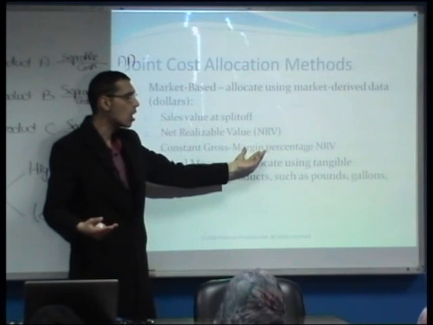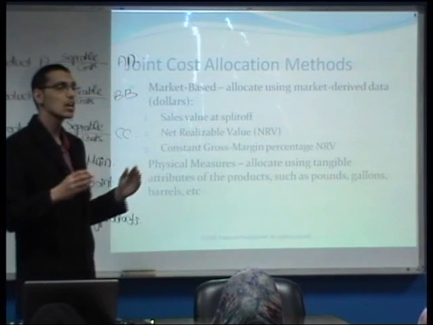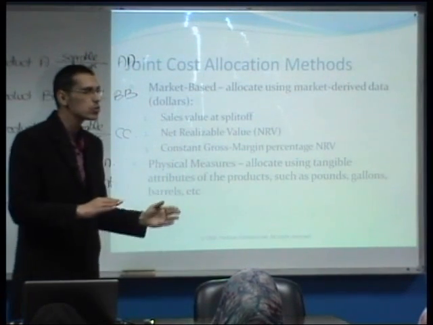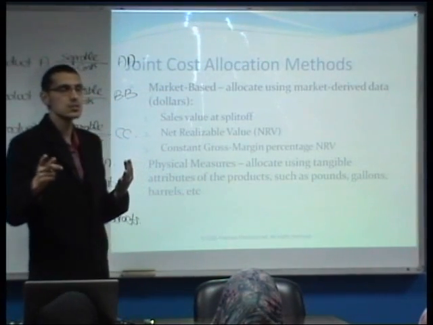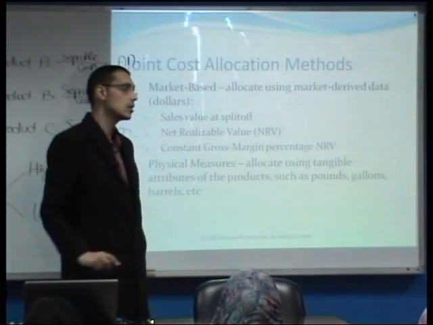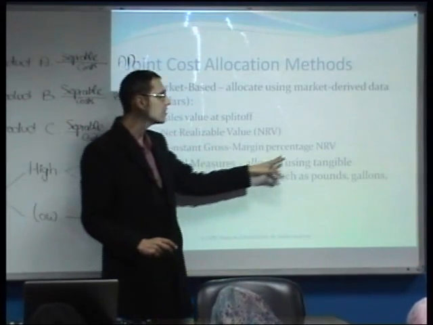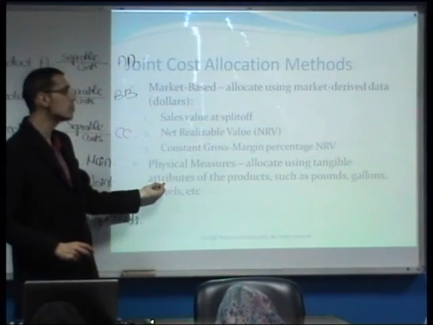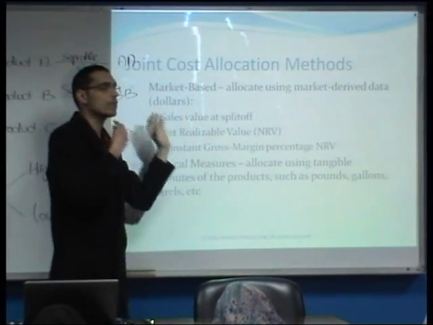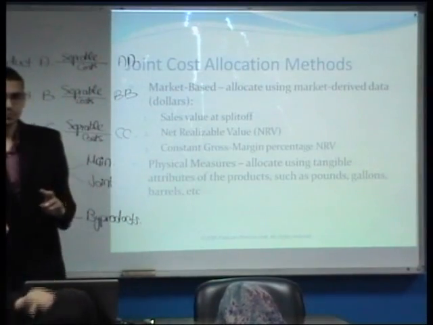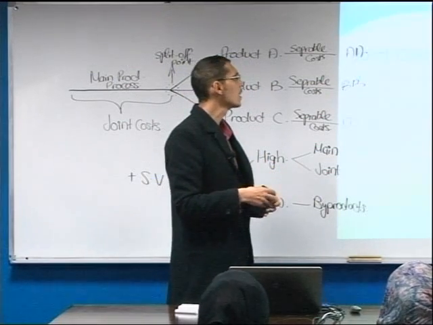For our physical measure method, we are not going to consider the dollar amounts, but the physical measure amounts, like kilos, feet, quantities, and so on. Therefore, this type of method allocates using the tangible attributes of products, like pounds, gallons, barrels, number of units, and so on. Any questions?